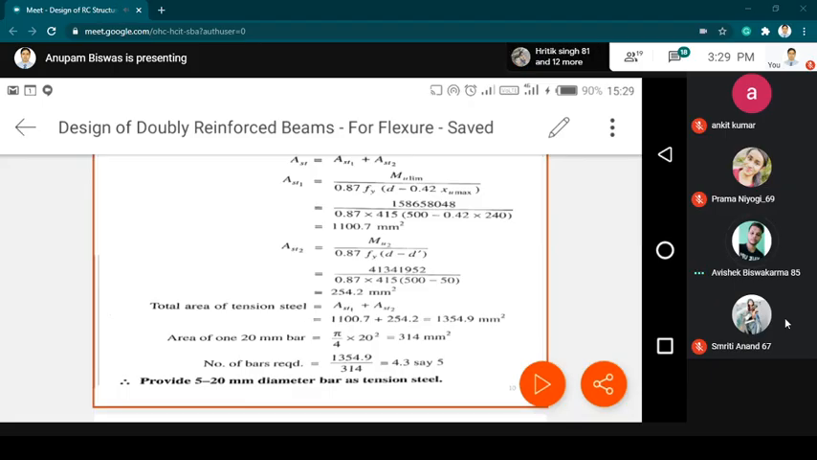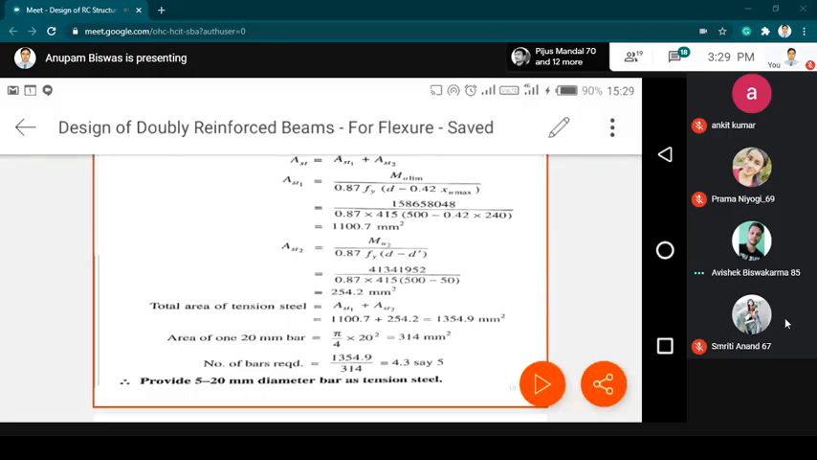total number of reinforcement bars. Sir, why are we taking 20 bar, sir? Why not? How will, sir, how will we check whether we have to take 20 bar or 25 bar or 16 bar, sir?